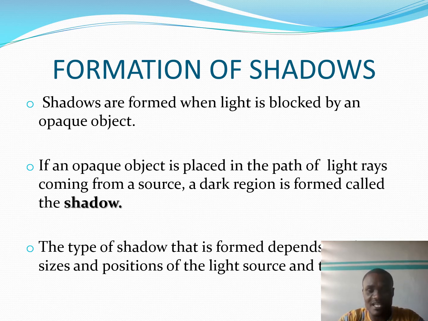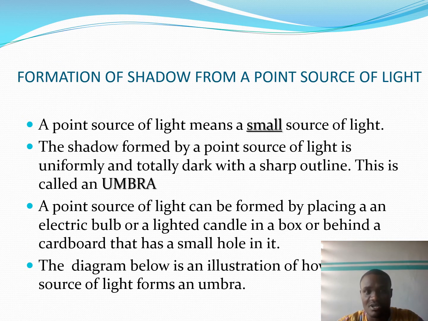There are different types of shadows. The type of shadow that is formed depends on the size and position of the light source that the opaque object is blocking. So let's look at the different types of shadow formation. Formation of shadow from a point source of light. When we talk about a point source of light, we are talking about a small source of light.